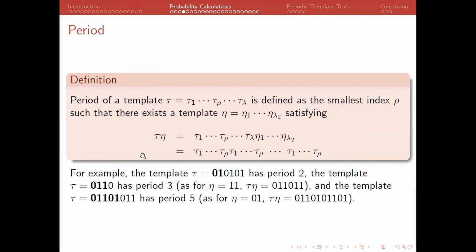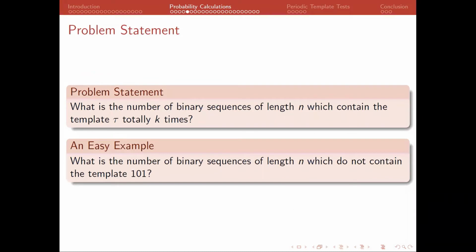The definition can be stated here, but it's not easy to understand what the definition is correctly. And here is our problem statement. A very easy statement, but very difficult to solve. What is the number of binary sequences of length n which contain a given template rho of length 9, for example, totally k times? It's a difficult problem. Even if it seems easy, it's not that easy, but we have an easy case. What is the number of binary sequences of length n which do not contain the template? We have a way to solve this. First, we will need to solve this probability, and we will apply this method to the next question.